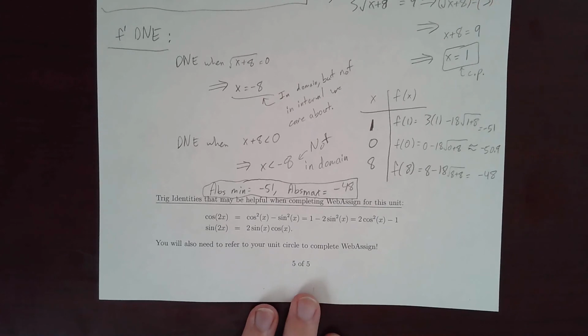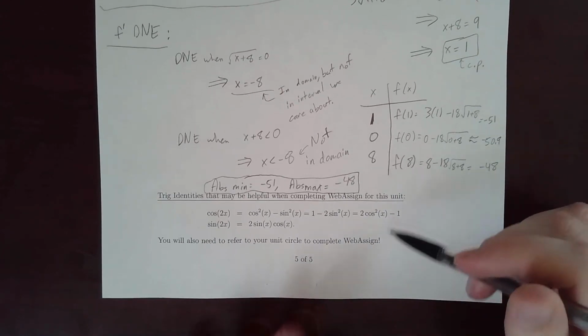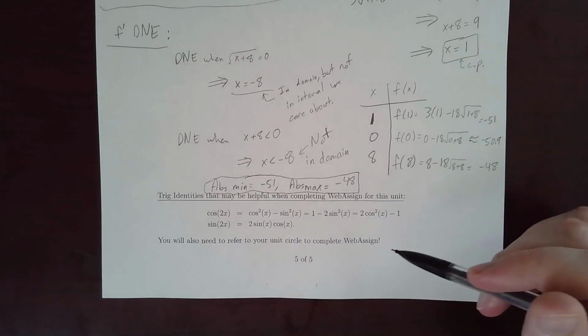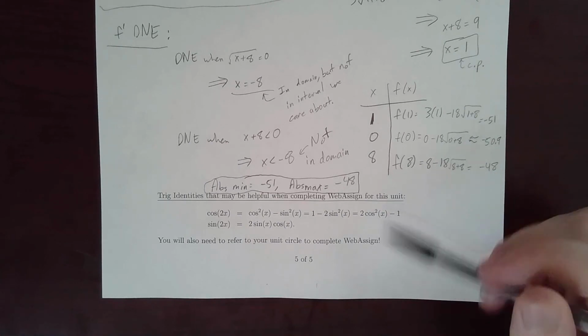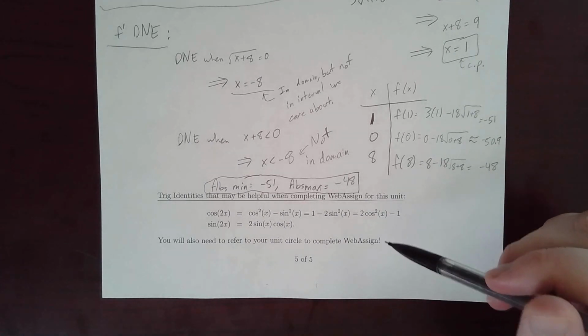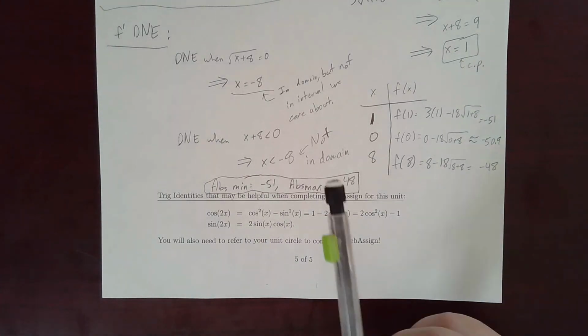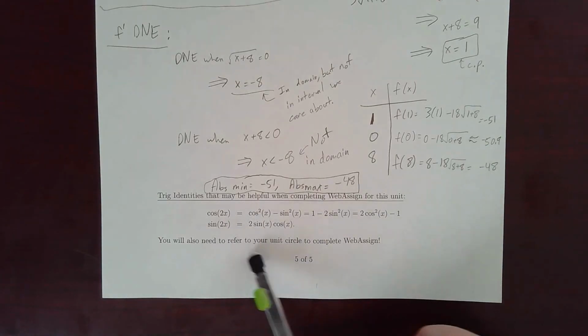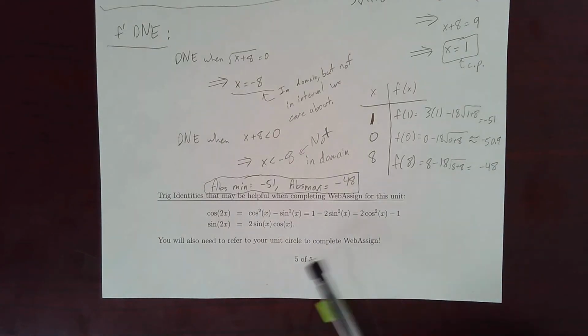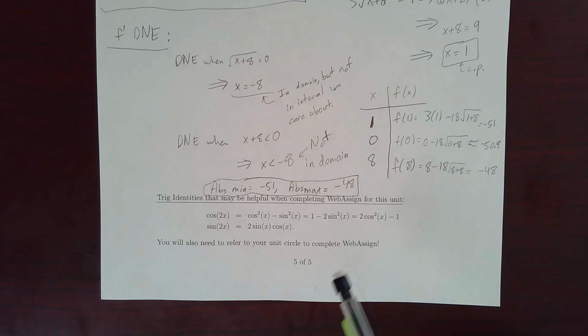Now, at the end of the notes packet here, I've got some trig identities that might be helpful to know depending on what ends up showing up on the WebAssign. So there might be some things where you have cosine of 2x or sine of 2x, and these are some formulas you can use to rewrite these.